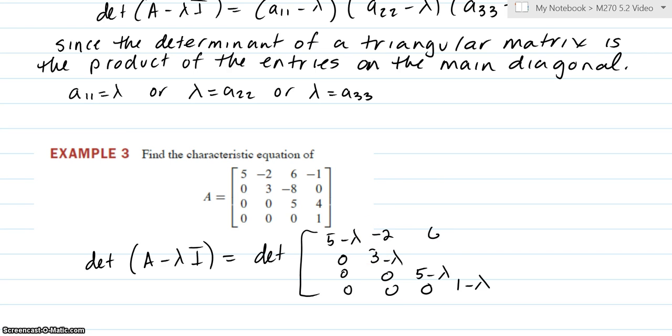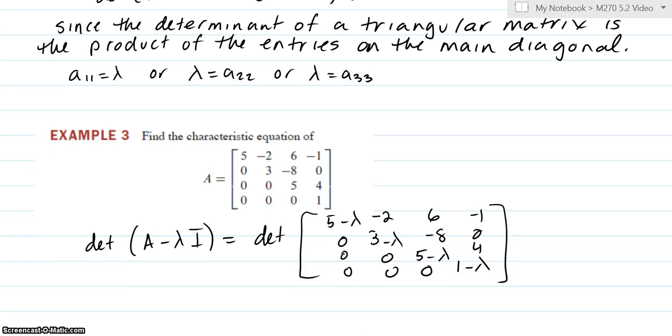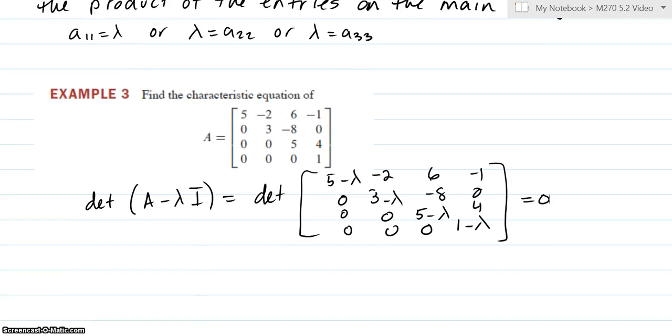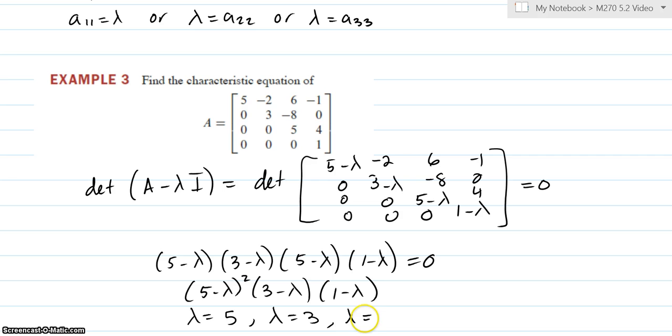It's only going to change the diagonal. These stay the same, these stay the same. And we're going to set that equal to 0. So we're going to get, might as well put these together. So you're going to see that lambda is going to be 5, 3, or 1. Those are the 3 different eigenvalues.